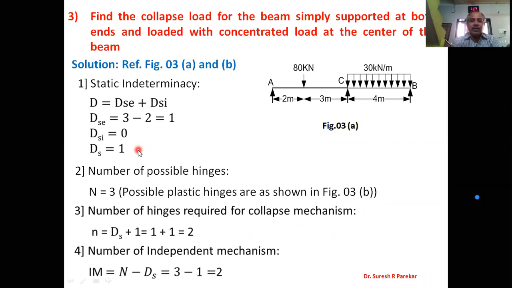So we have DS equal to 1, the number of possible hinges at C, under load 80 kilonewton, and in between CB. Now it is not at center, because if you see the diagram, C support is a continuous support and B support is a simple support. So what will be CB?